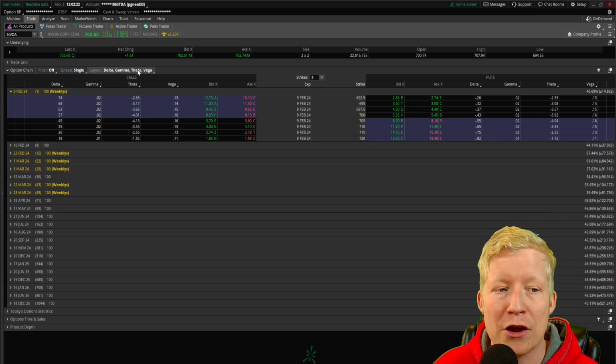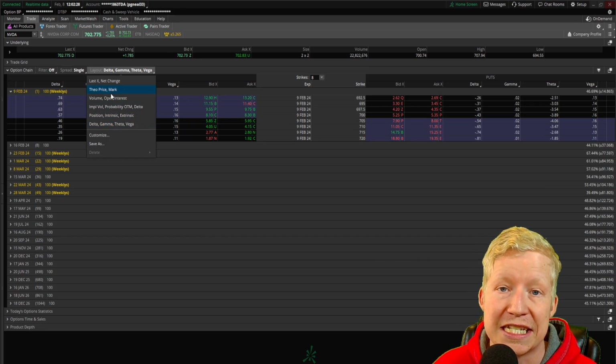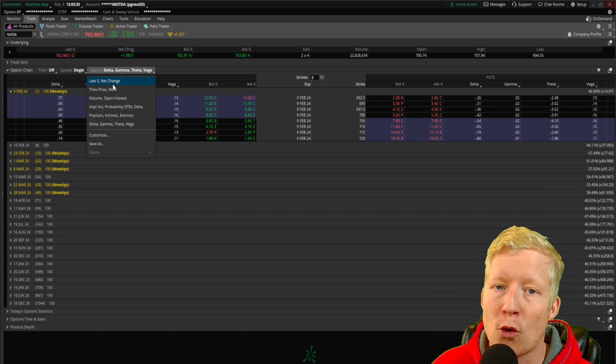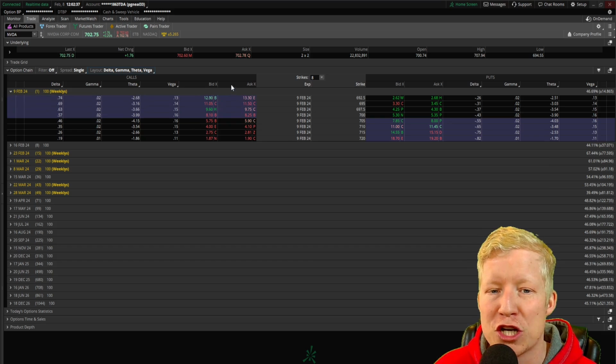Next, you have your layout here. So right now we are looking at delta, gamma, theta, and vega. And there's all kinds of different layouts and different information that you can see on your options chain. And we are going to click through all of these in just a moment after we cover the rest of what you're seeing here.